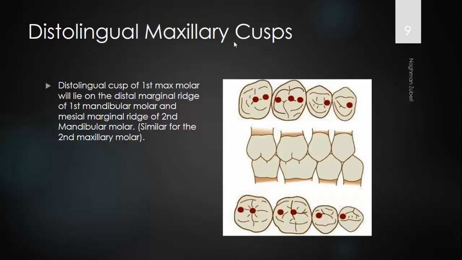We can see it over here, the distolingual cusp of the maxillary first molar. It will lie on the distal marginal ridge of the first mandibular molar and the mesial marginal ridge of the second mandibular molar. Similar for the second maxillary molar, if the third is present, then it will be in relationship to the distal marginal ridge of the lower second and the mesial marginal ridge of the lower third molar.